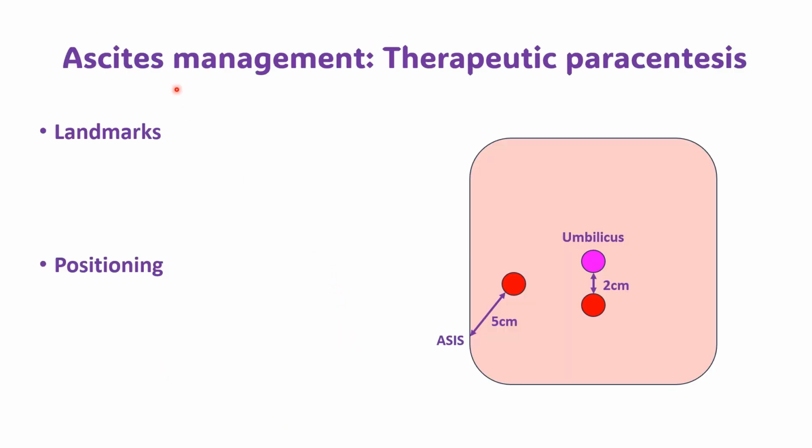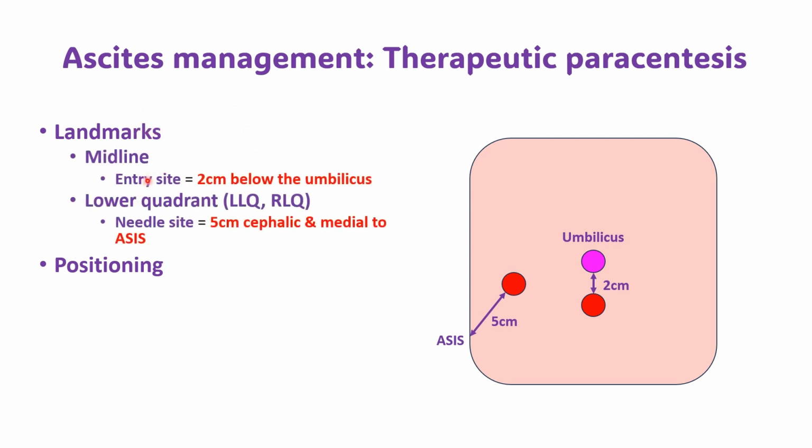Okay, so we'll talk a little bit more about therapeutic paracentesis. So we'll talk about some landmarks first. We can use essentially a needle to drain that ascitic fluid from the peritoneal cavity. And sites can be at the midline, so 2 centimeters below the umbilicus, or 5 centimeters cephalic and medial to the anterior superior iliac spine, which is illustrated by this diagram here.